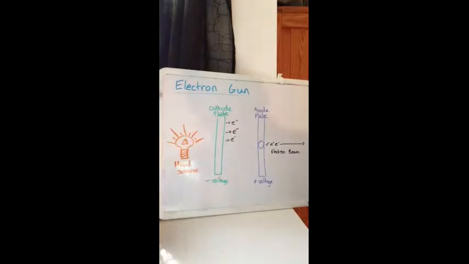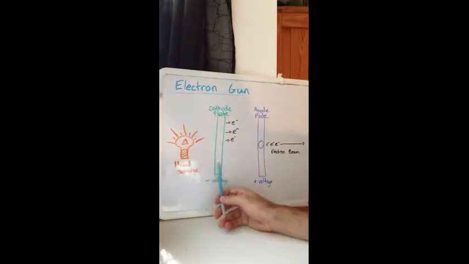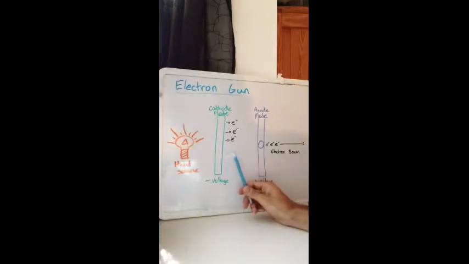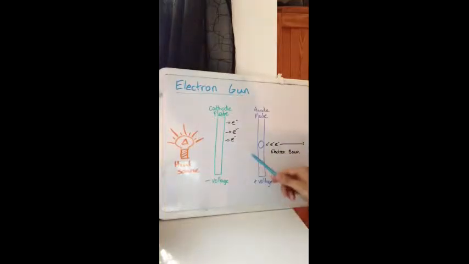We're going to do this by heating a cathode plate. So as we heat the cathode plate, electrons in the plate are going to gain enough energy to escape the plate. Once they escape the plate, they will be accelerated towards another plate. They'll be accelerated towards the anode plate. The anode plate has a positive voltage, so it will attract the negatively charged electrons.